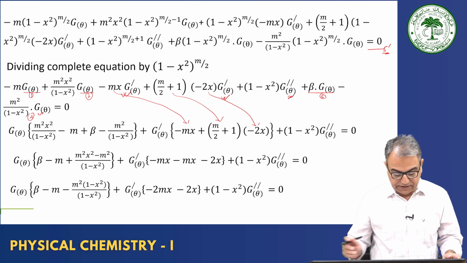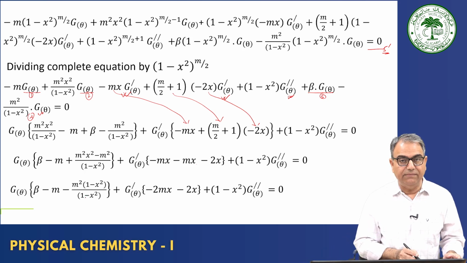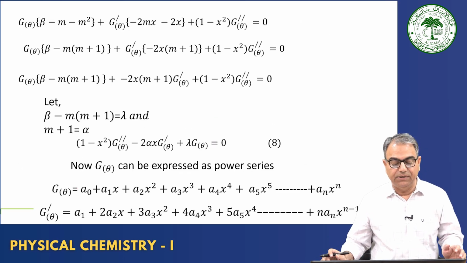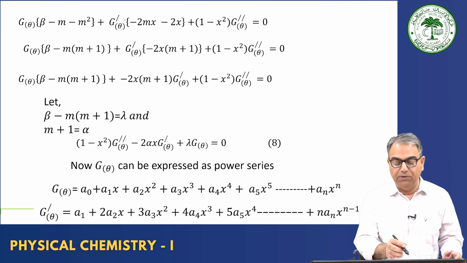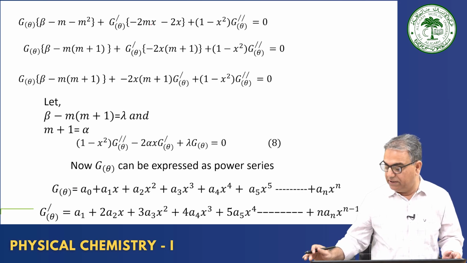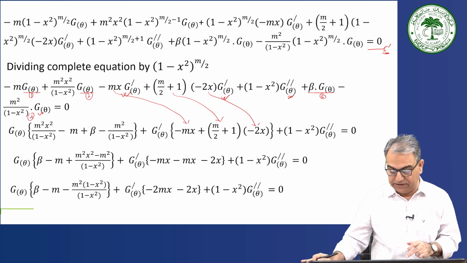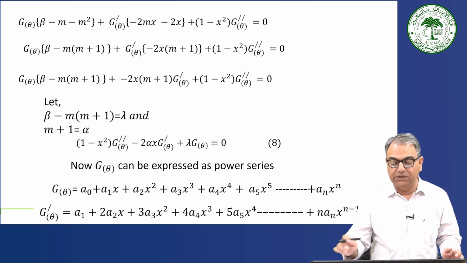Minus mx, because this 1 minus x square and 1 minus x square will go. So you have beta minus m square only. Beta minus m square, and g prime theta minus 2mx minus 2x. So it should be minus 2mx minus 2x, it's same, and then 1 minus x square g double prime theta.